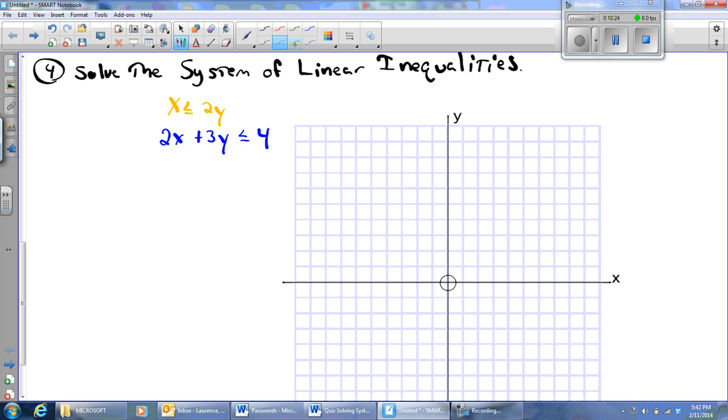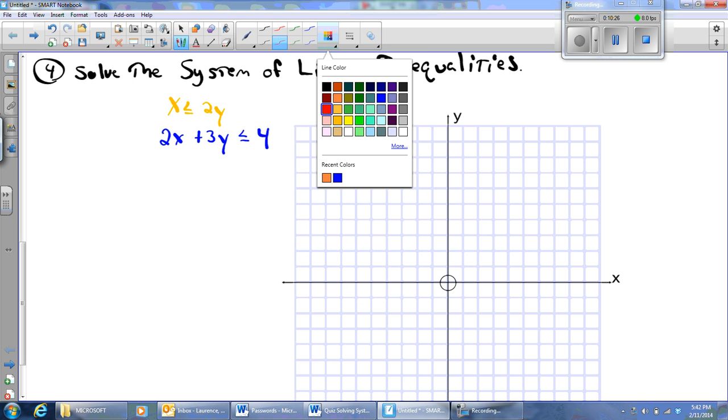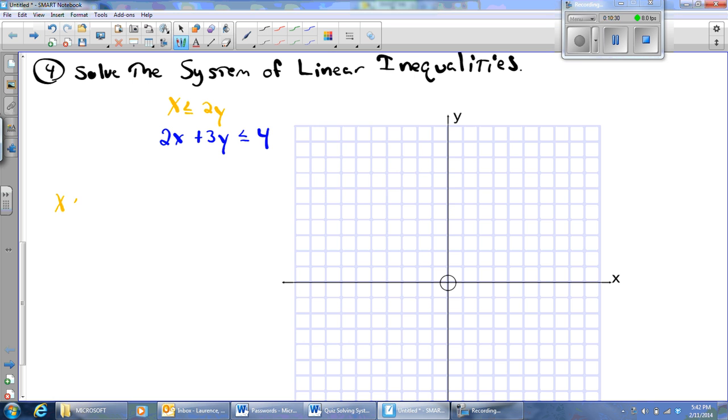Now, let me ask you this. The yellow one here, what form is it in? What's that, Gotham? Yeah, you're right, Gotham. It's not in any form. So I'll tell you what I'm going to do. I'm going to go standard form on it. So I'm going to subtract 2y from both sides, and then my inequality is going to be x minus 2y less than or equal to 0.